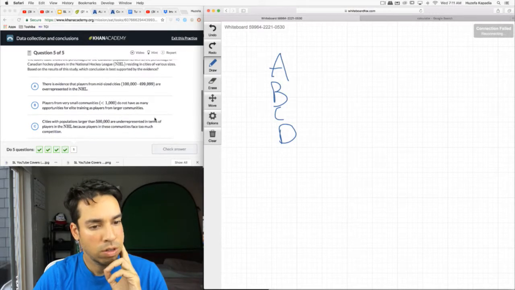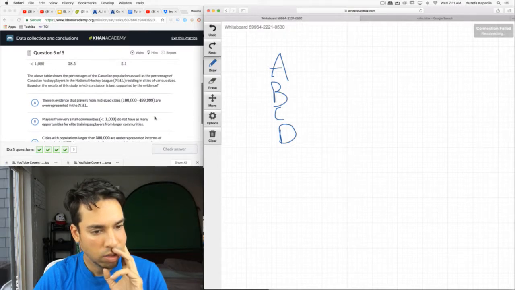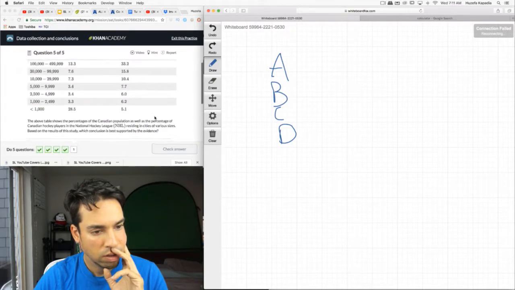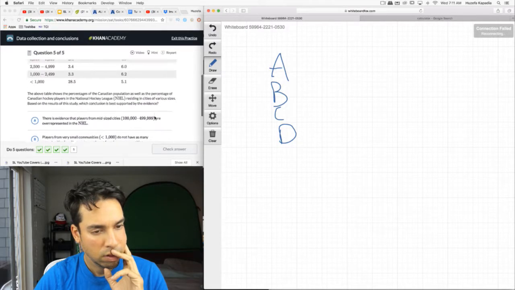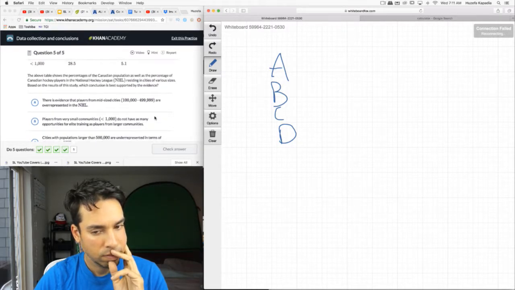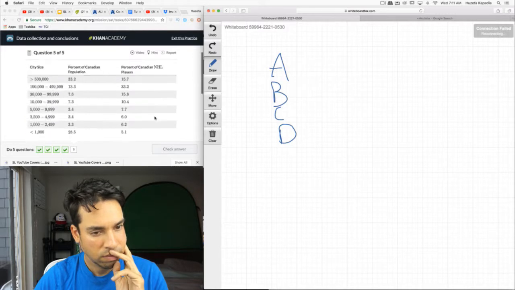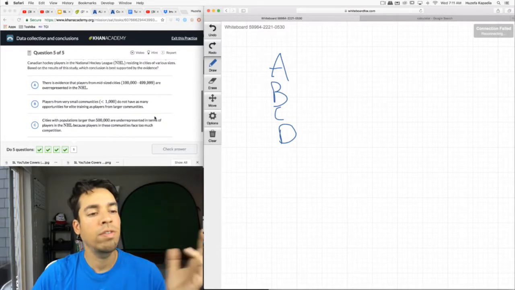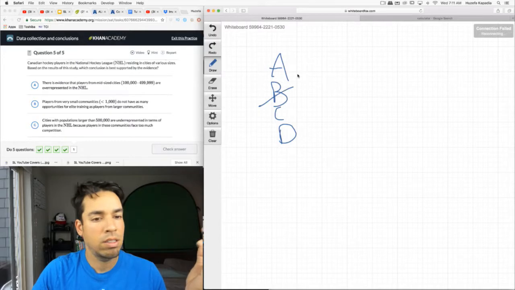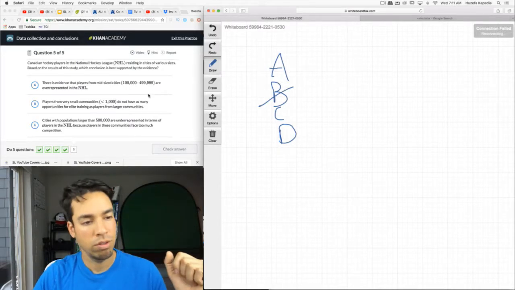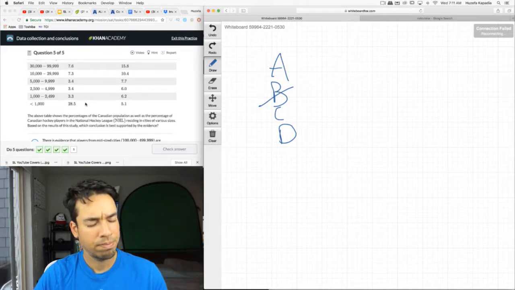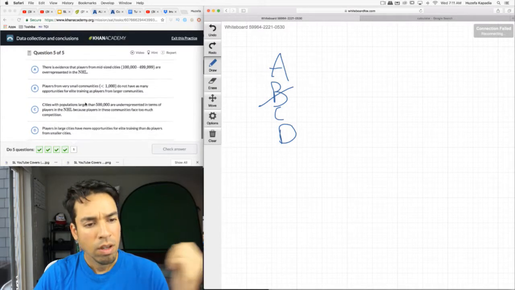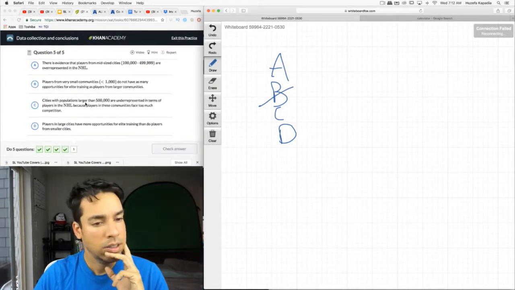Players from very small communities do not have as many opportunities for elite training. That's just too much of a stretch. We don't know that. I mean, it's possibly true because it seems that they're underrepresented, right? But that may not be why.